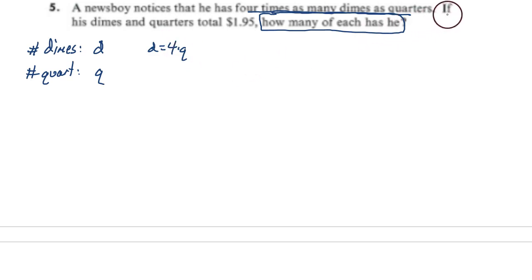Now let's look at the second sentence. His dimes and quarters total $1.95. Let's write an algebra equation for that. 10 cents times the number of dimes plus 25 cents times the number of quarters is equal to $1.95. This equation has 2 variables in it, so let's make a substitution so we have only one type of variable. Where the letter D is, we can substitute 4Q.